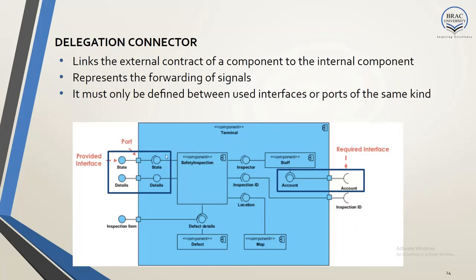So basically, whenever this connector connects two interfaces, the interfaces must be the same. For example, the safety inspection provides a state interface, which is then connected through a delegation connector and is exposed to the environment, and the external interface that is exposed is also the state interface. It cannot be something different; one is state, the other cannot be something other than state. So they must be the same when connected through a delegation connector.